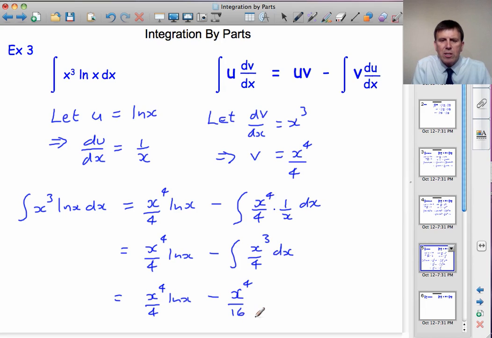When we integrate x cubed over 4, we get x to the power 4 over 16. And we've got a constant of integration. And that concludes example 3.